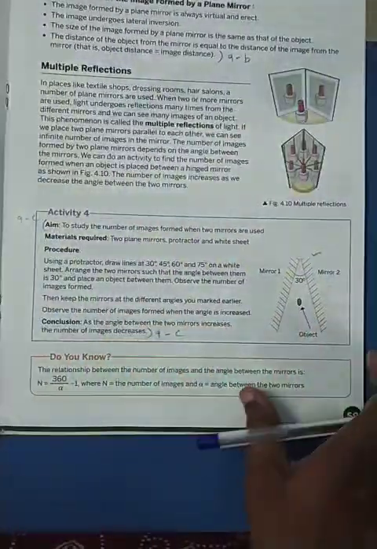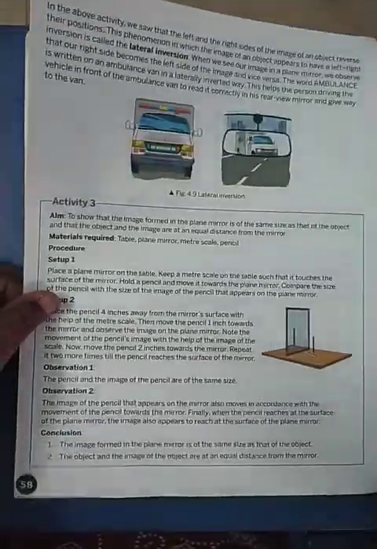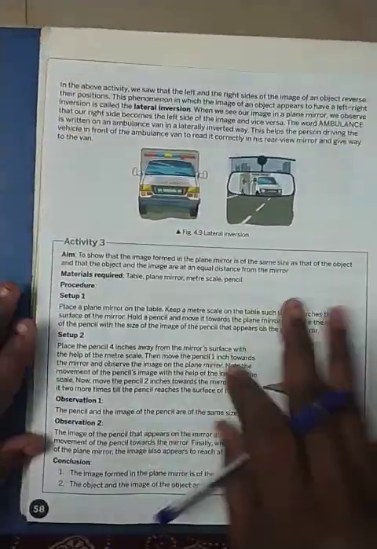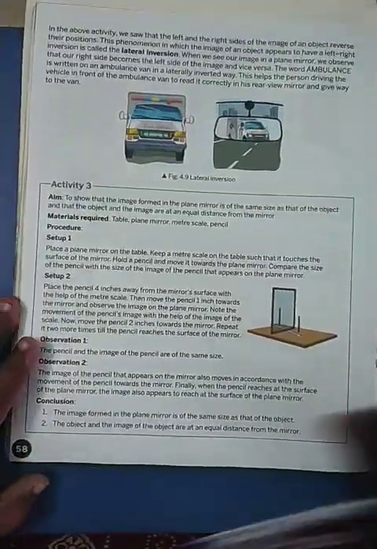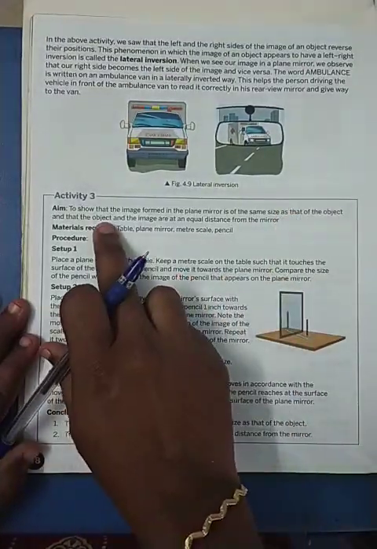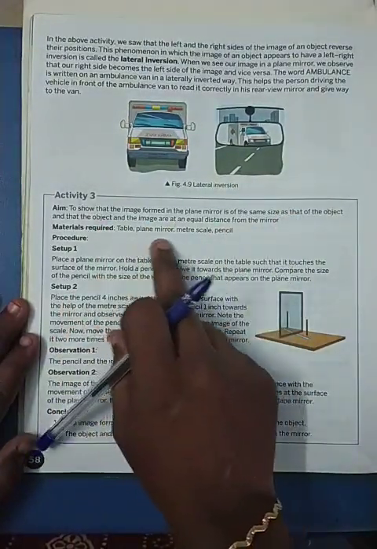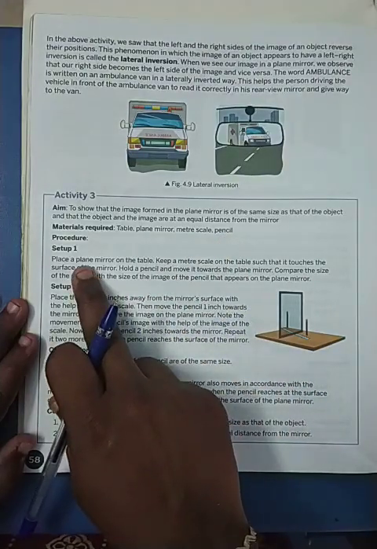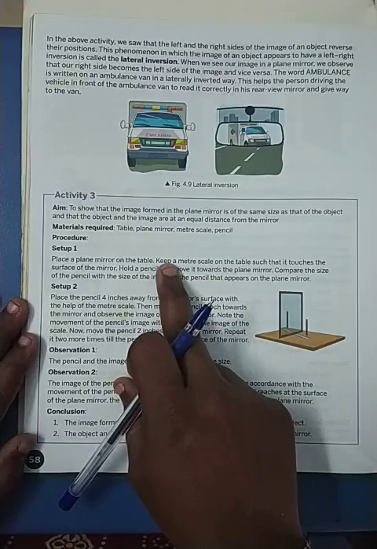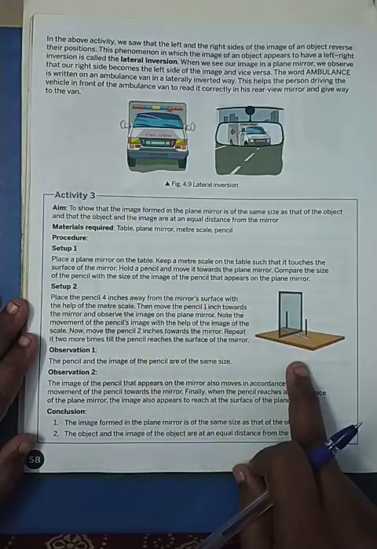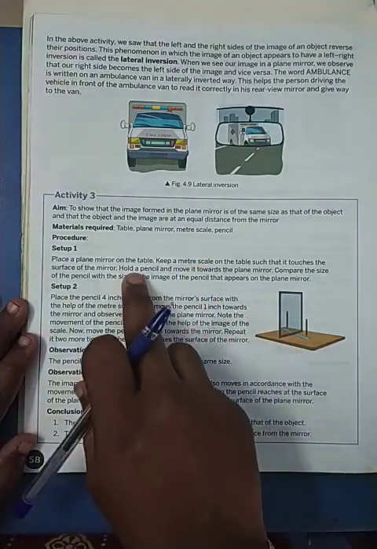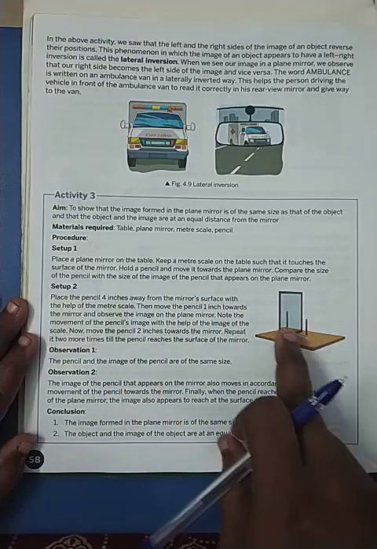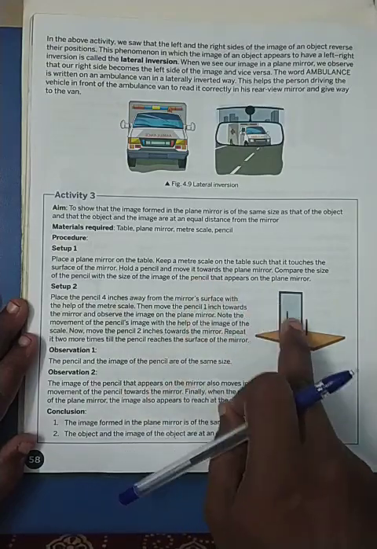Coming to the second activity, we'll see this activity first, and then we go to what is this lateral inversion. Take the mirror, meter scale and a pencil. Now place a plane mirror on the table, then take one scale, keep one scale distance, then hold the pencil and move it towards the plane mirror.